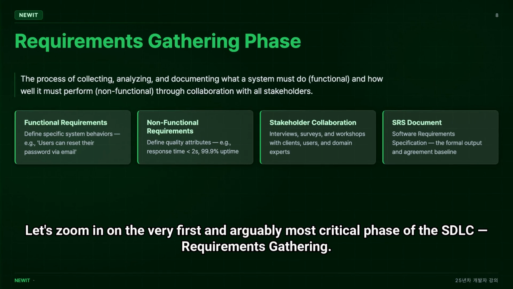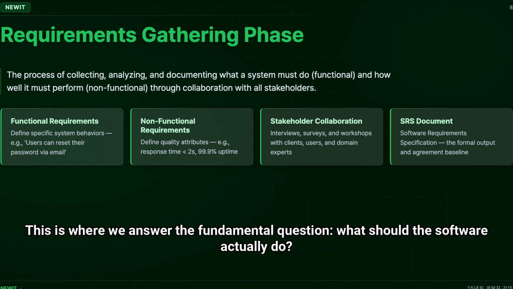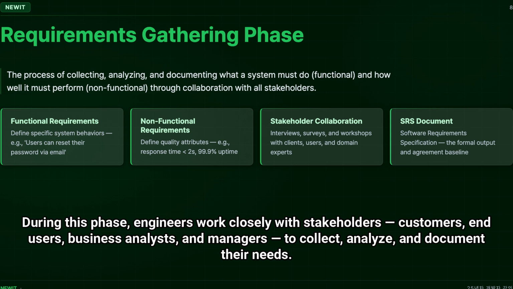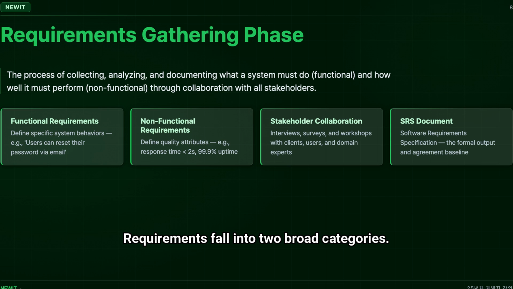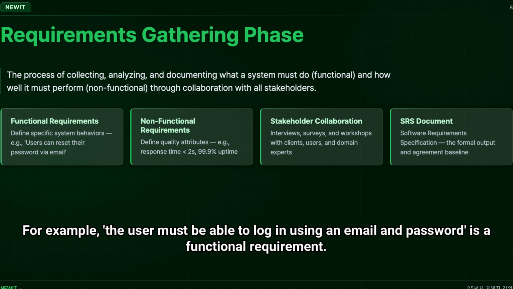Let's zoom in on the very first and arguably most critical phase of the SDLC, requirements gathering. This is where we answer the fundamental question: what should the software actually do? During this phase, engineers work closely with stakeholders, customers, end users, business analysts, and managers to collect, analyze, and document their needs. Requirements fall into 2 broad categories. Functional requirements describe the specific behaviors and features the system must provide. For example, the user must be able to log in using an email and password is a functional requirement.